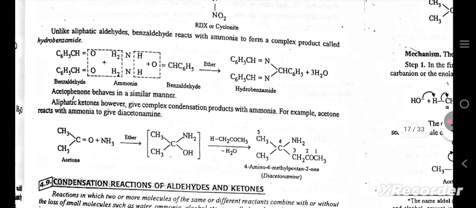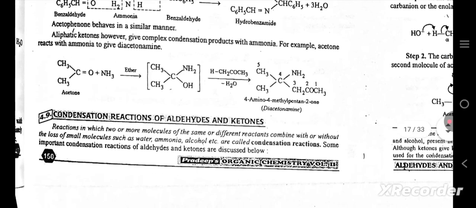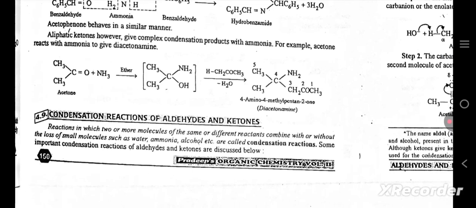Nitration of hexamethylenetetramine under controlled conditions gives the well-known explosive RDX. Unlike aliphatic aldehydes, benzaldehyde reacts with ammonia to form a complex product called hydrobenzamide. Aliphatic ketones, however, give complex condensation products with ammonia. For example, acetone reacts with ammonia to give diacetoneamine.